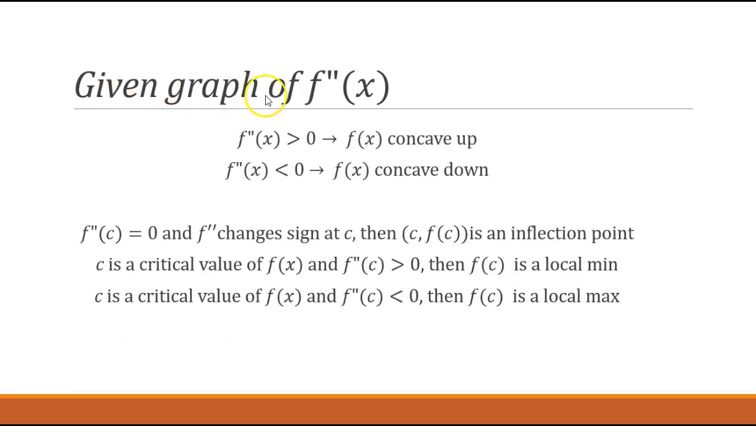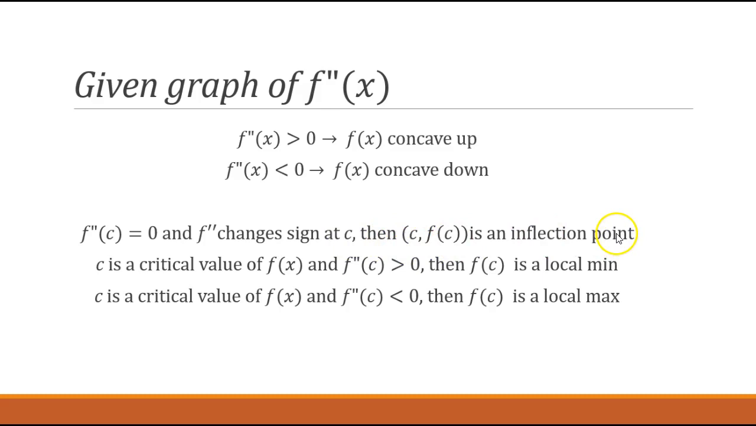Given the graph of f double prime of x, what can we find? So if f double prime of x is positive, then f is concave up, and if f double prime is negative, then f is concave down. So the graph of the second derivative can really only tell us about concavity. So if the second derivative at some number c is 0, and the second derivative changes sign at c, then f of c is an inflection point.